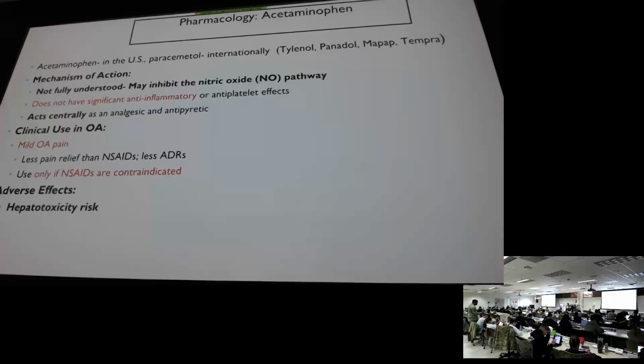So it acts centrally. We use it for mild OA pain. It's conditionally recommended by the last chart, right? So less pain relief than NSAIDs, but it does have the positive benefit of fewer drug reactions. ACR and AAOS say only if NSAIDs are contraindicated for OA do we move to Tylenol as our first line.